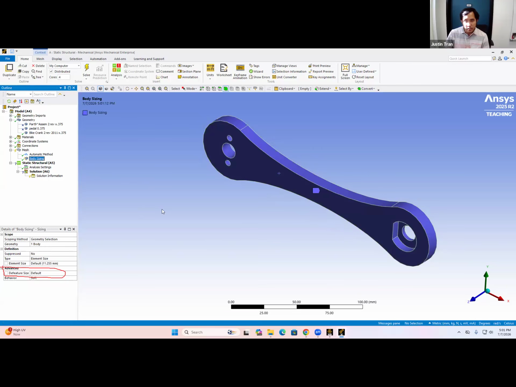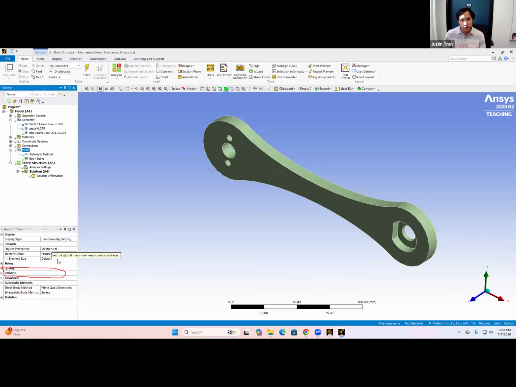But by creating mesh sizing objects, in later activities you're going to see that this is going to allow us to change the size for different components of the mesh. So for now, I would prefer that you make the body sizing object, just to get in the habit. But for this activity, technically you can do it from the defaults here.